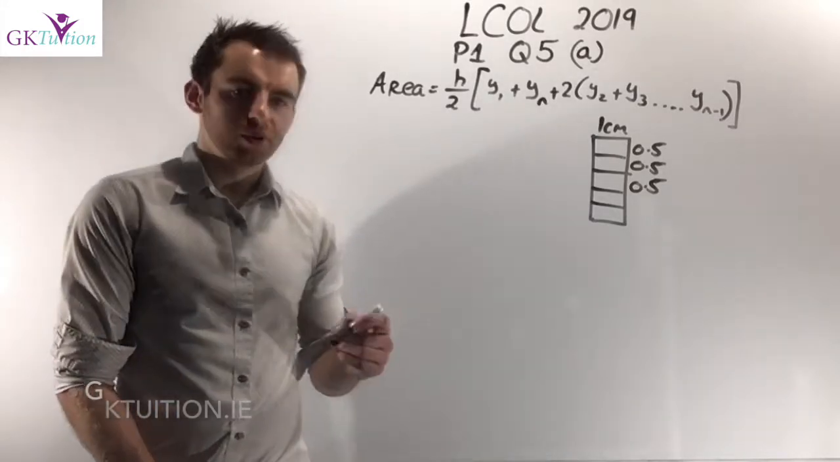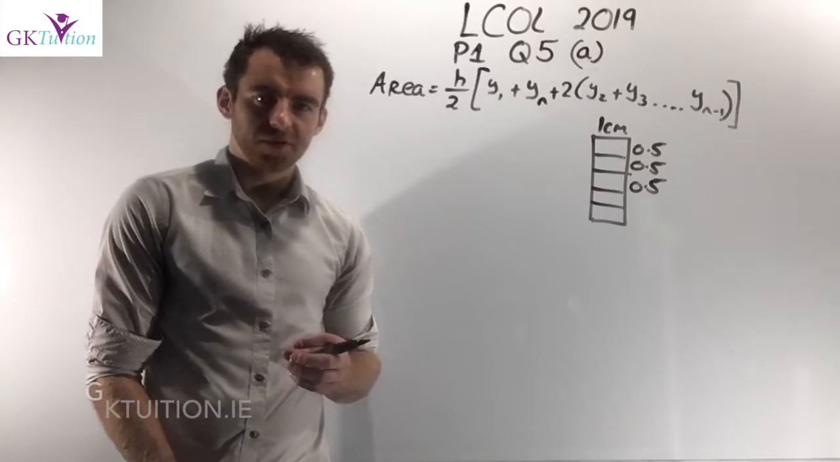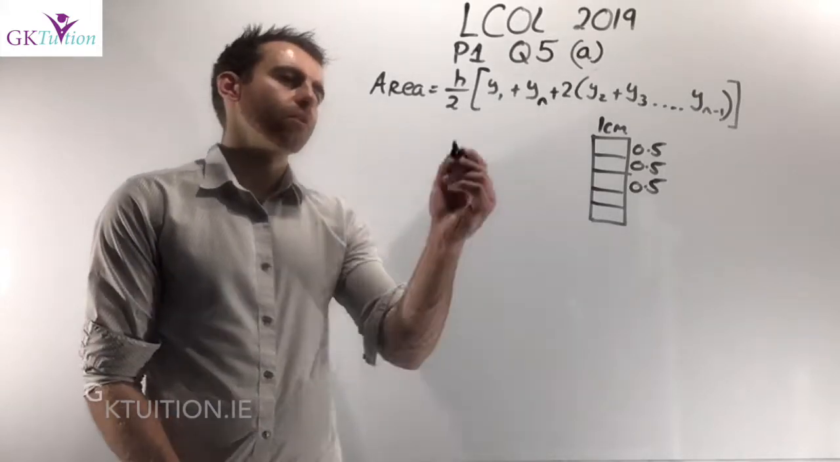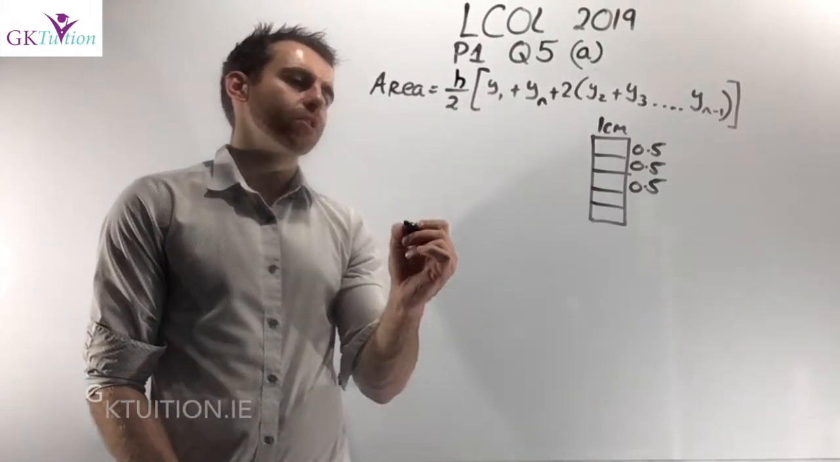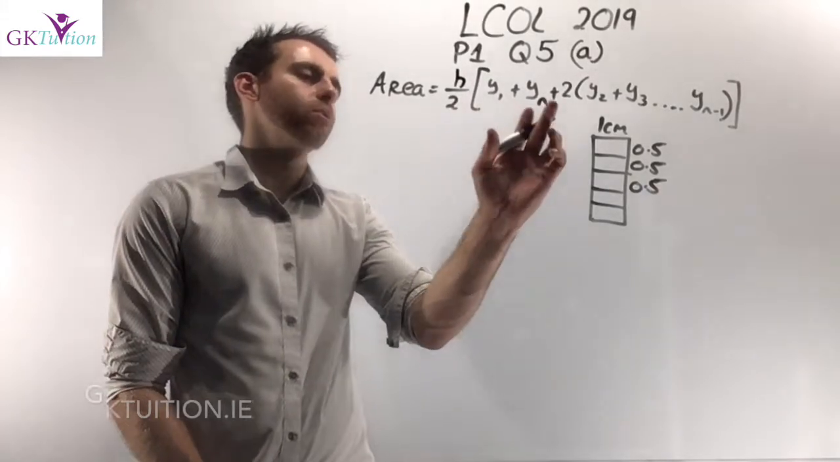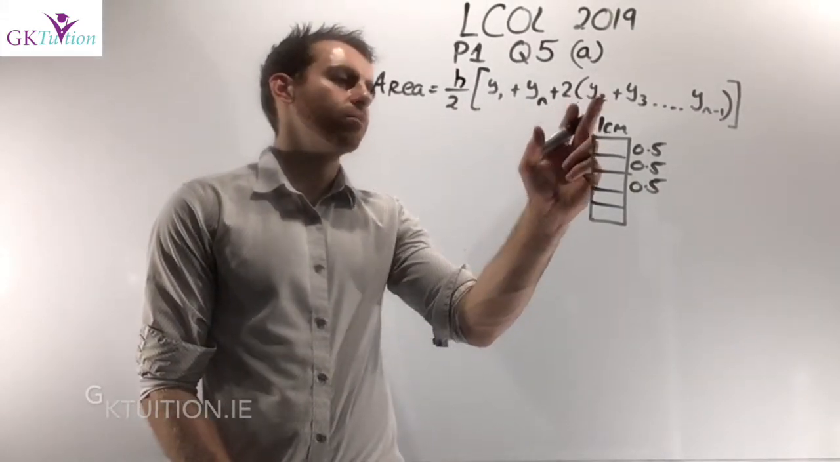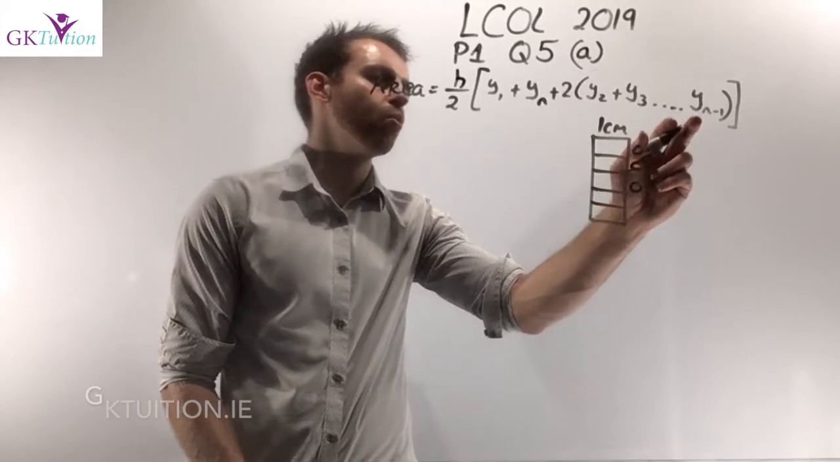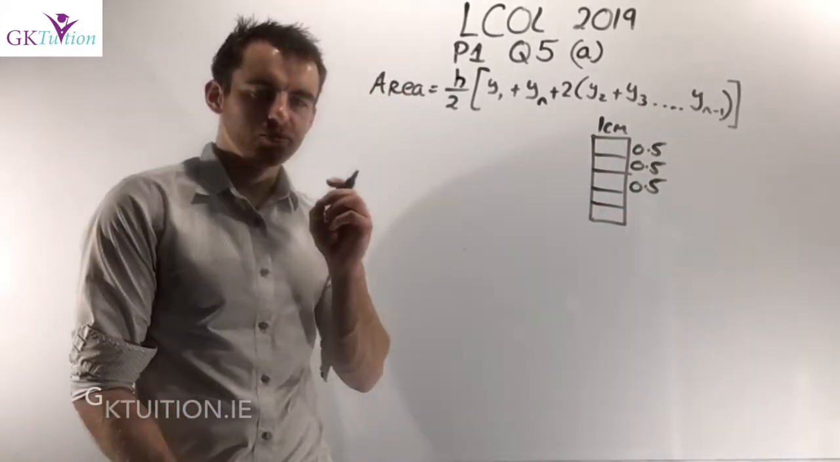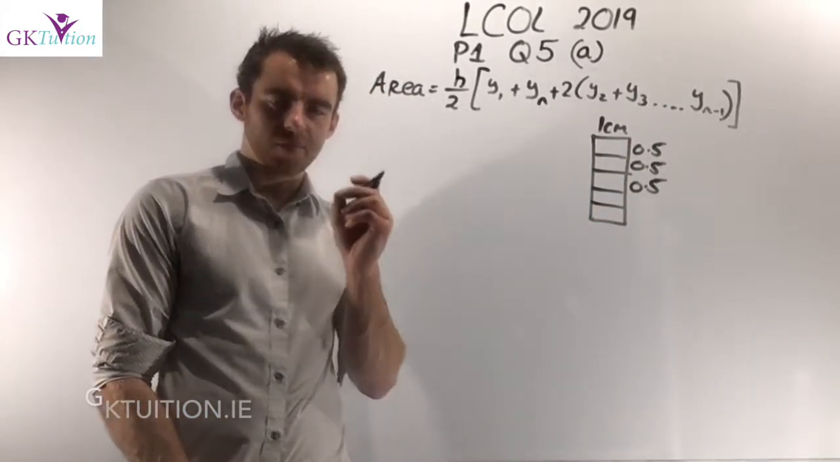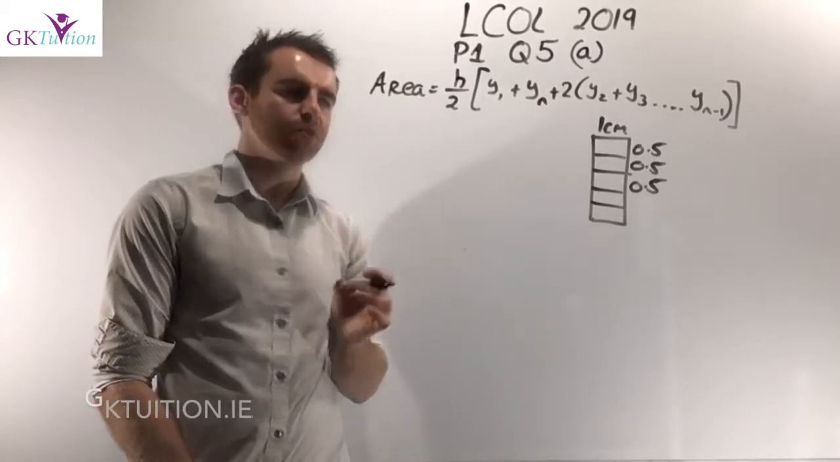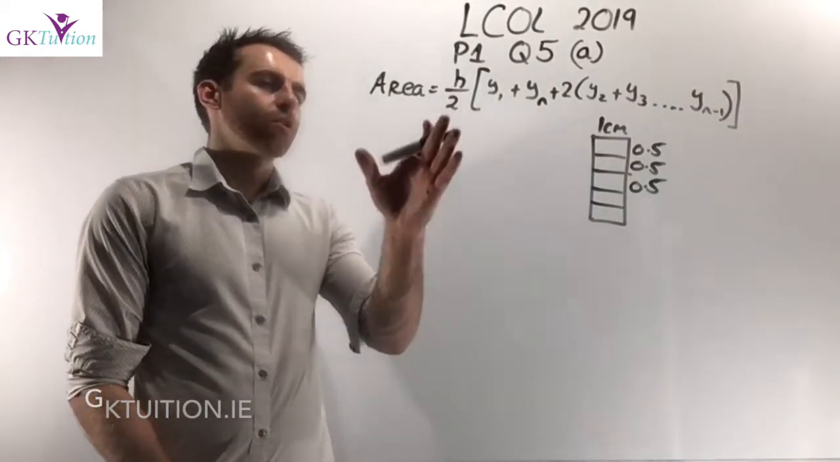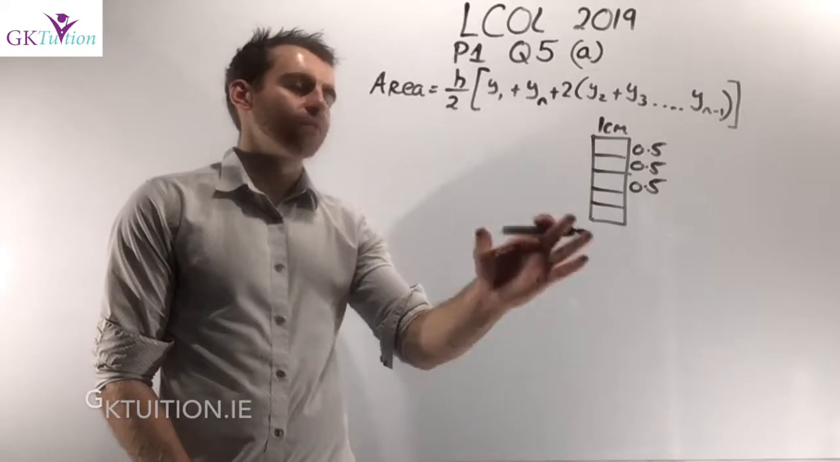Now the trapezoidal rule can be found on page 12 in your maths tables, and it is given as h/2 times (y1 plus yn plus 2 times (y2, y3, the whole way up to yn minus 1)). It's really important that you look at the diagram in your maths tables because it explains what each one of these is. We'll come back to that in a moment, but let's first talk about the scale.